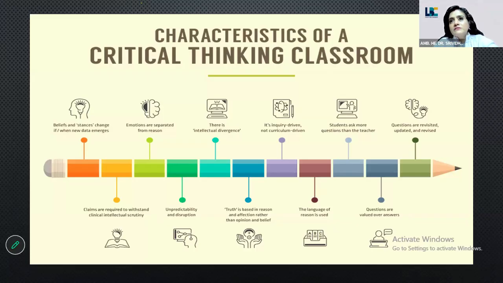And the language of reason is used. The language of reason means effective communication. You say English means English, other language, regional language means regional. And the questions are valued over answers. So the students take the whole responsibility of their own learning and they will excel. So this experiential learning is the main characteristic of a critical thinking classroom.